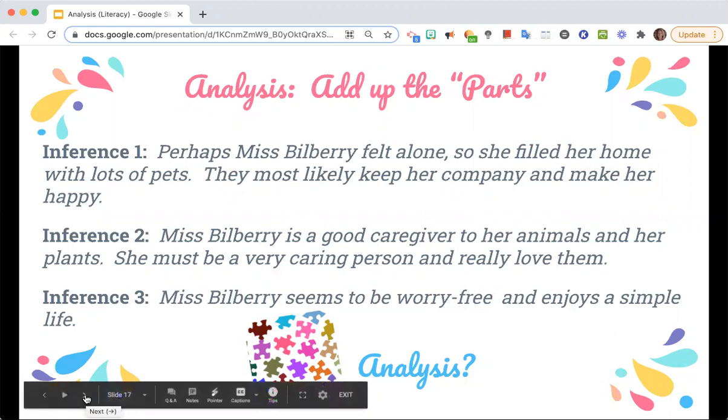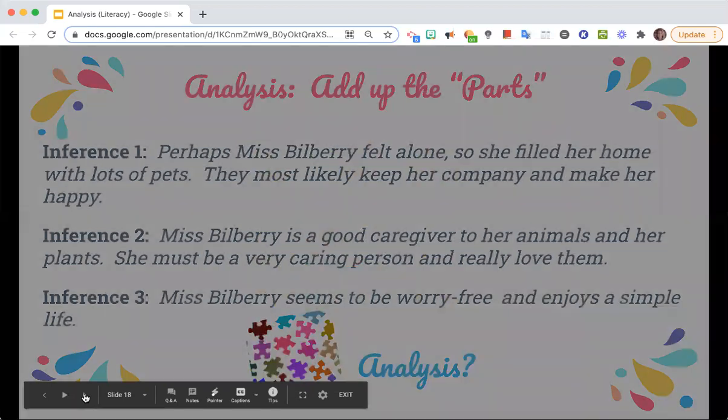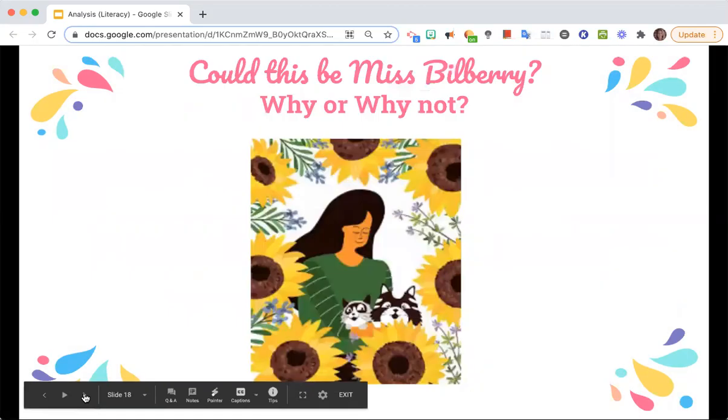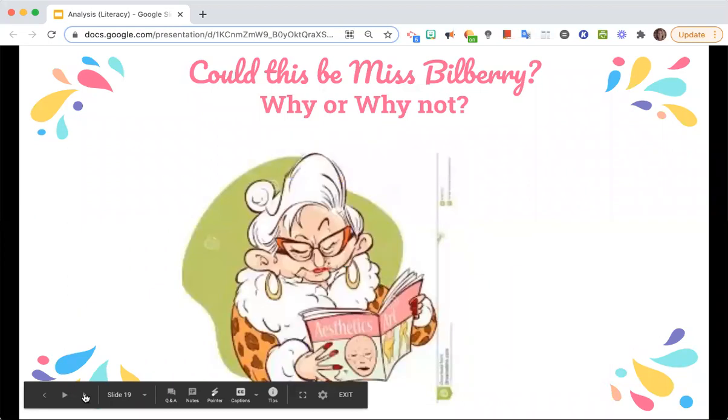So there's a lot of different ways that we can push our students in order to explain the rationale behind their analysis. We might ask them a question like this: could this be Miss Bilberry? So they can look at their analysis. Does their analysis match this picture? And they can support it with their implicit and explicit evidence. So why or why not? What about this one? Could this be Miss Bilberry? I'm guessing your students would have a lot of support to go against the fact that this is Miss Bilberry.